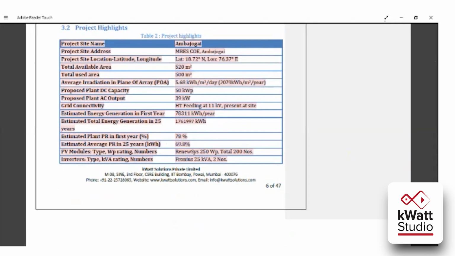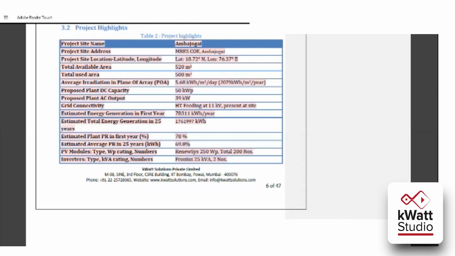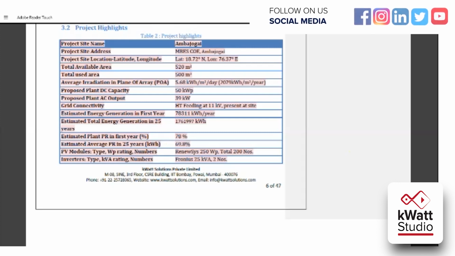The average irradiation in plane of array. Plane of array means the solar modules kept at a particular angle. Generally, it is equal to the latitude angle. So your peak sunshine hour is 5.68 kWh per meter square per day. This figure you can get from the NASA website or the Meteonom website.